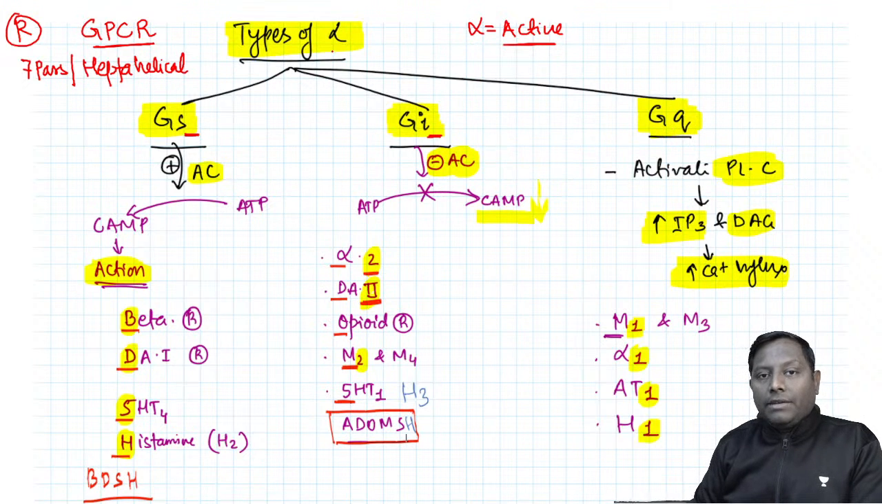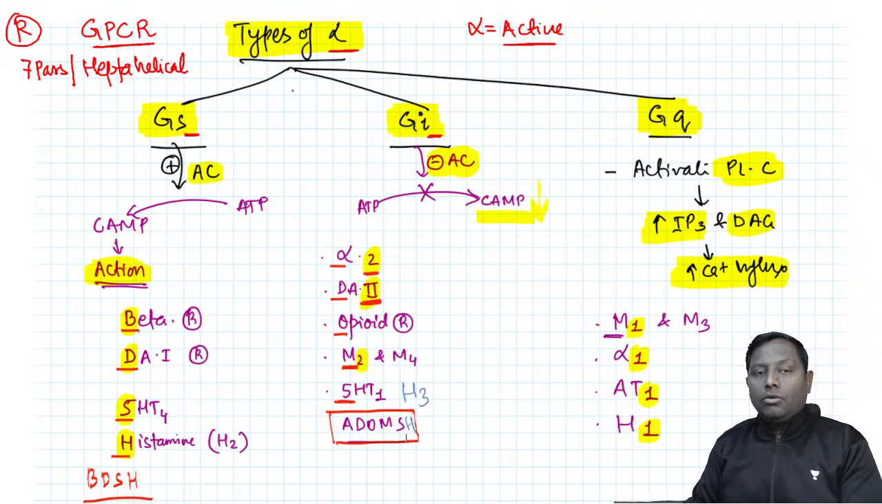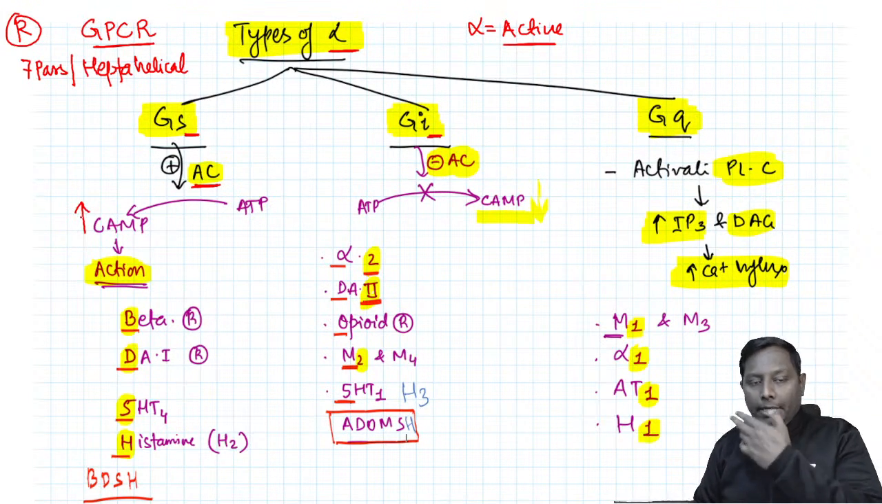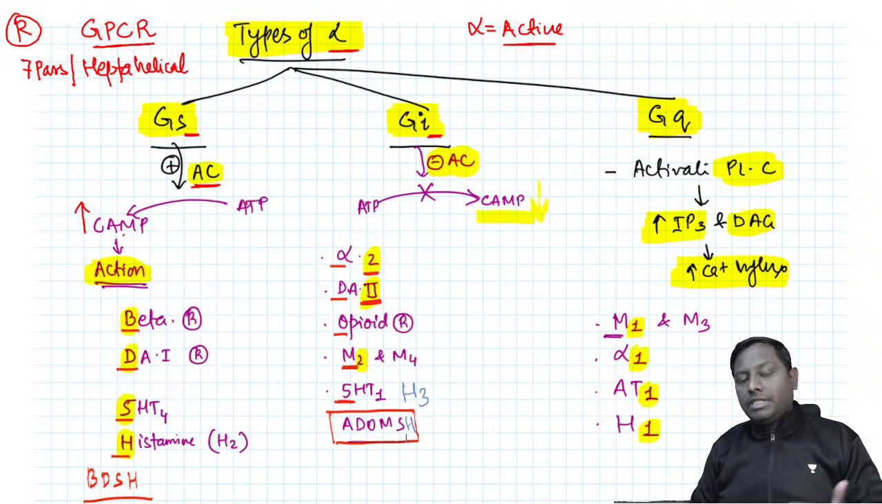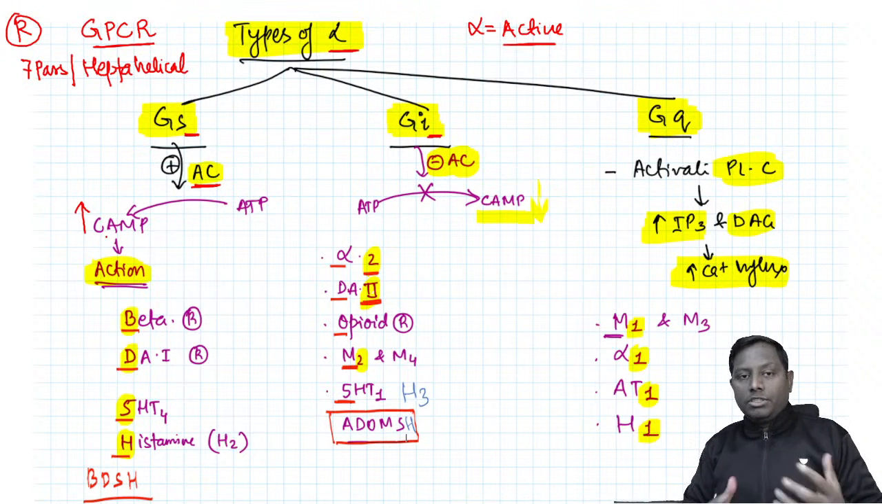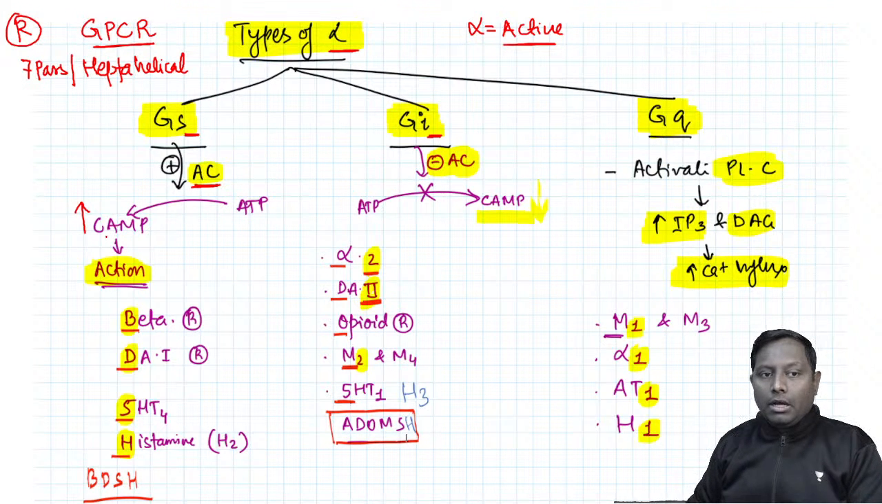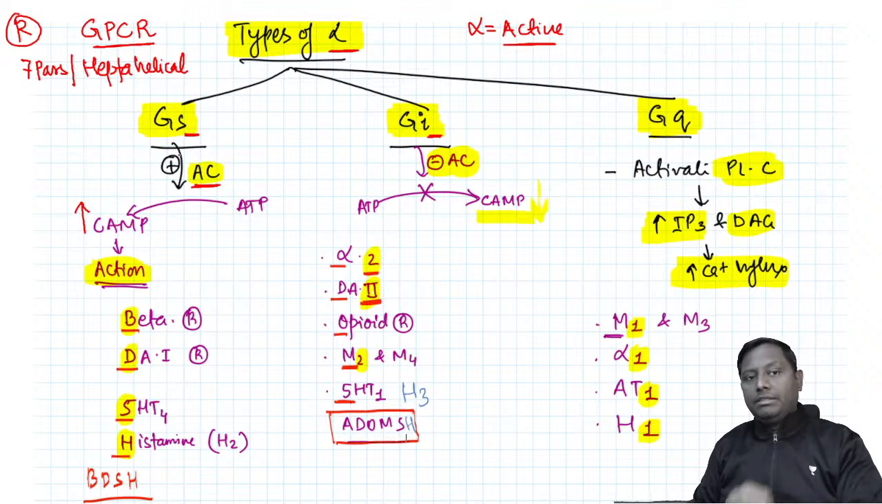Okay. Now, types of alpha that we have: GS, GI and GQ. S is the stimulatory. They will be stimulating adenylyl cyclase, which is going to cause breakdown of ATP into cAMP. Guys, remember the level of cAMP is going to be high. When the cAMP level is high, it will act as a secondary messenger. They will cause more and more influx of calcium, and they will also increase the permeability of the calcium channel.